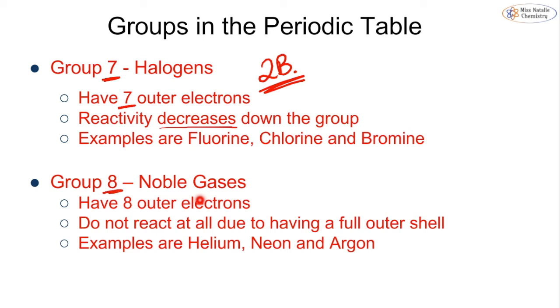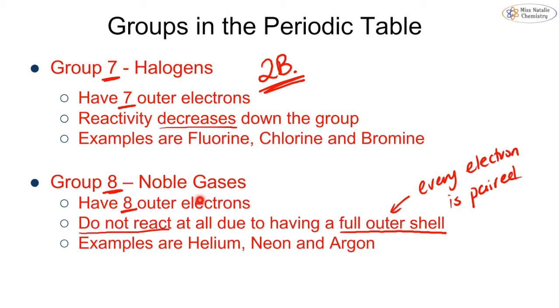And lastly, group number 8 have 8 outer electrons. This is our noble gases. These do not react at all because they have a full outer shell. That means that every electron is paired. So there are no unpaired electrons in the noble gases. And in order for an atom to react, it must have unpaired electrons. So because every electron is paired, the noble gases do not react. And some examples we've met are helium, neon, and argon. So it's important that you do know those rough reactions for each of those groups that we've discussed, and you'll look at the halogens and the alkali metals in a little bit more detail when you do Unit 2.